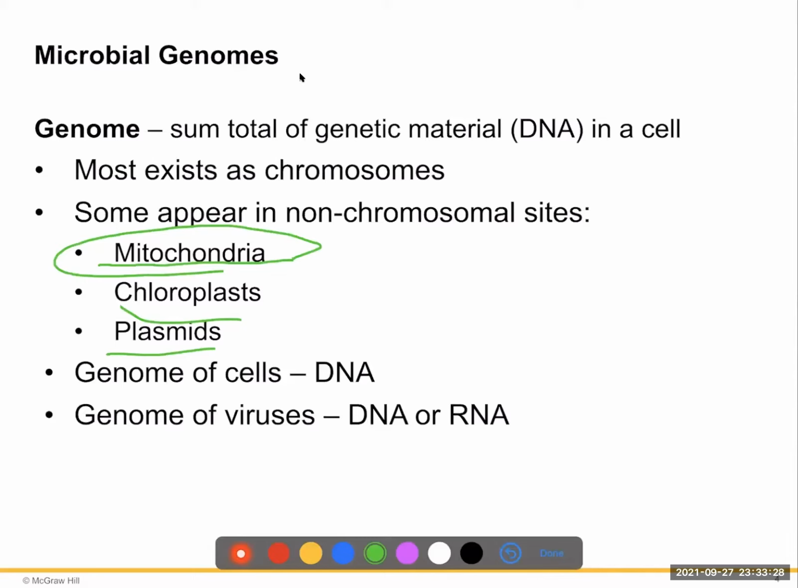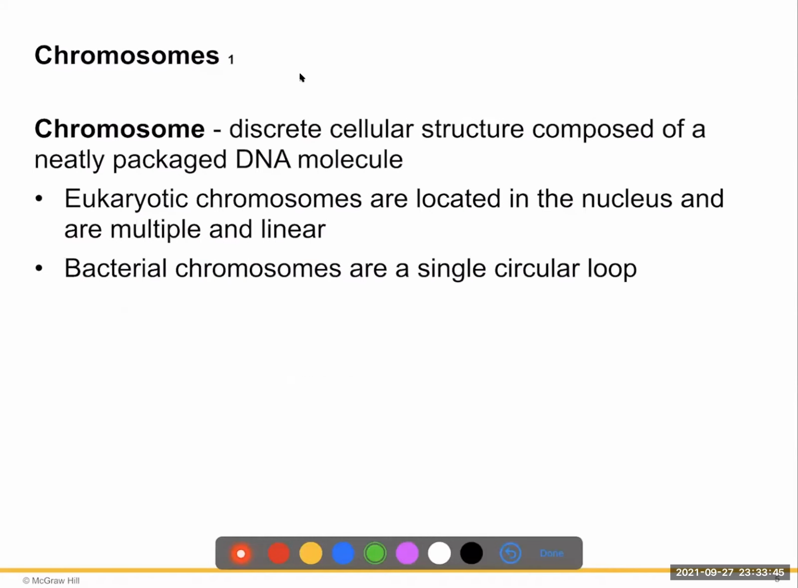The genome of cells is DNA. The genome of viruses is DNA or RNA. Remember, they can't be both. Chromosomes are discrete cellular structures composed of DNA that's packaged very tightly together. Eukaryotic chromosomes are located in the nucleus and are multiple and linear. They're a long line of DNA.